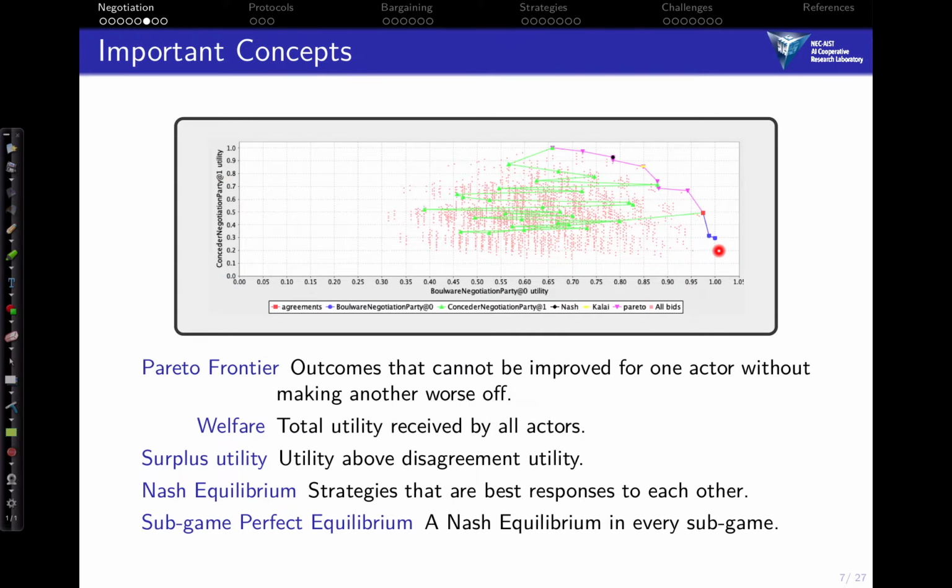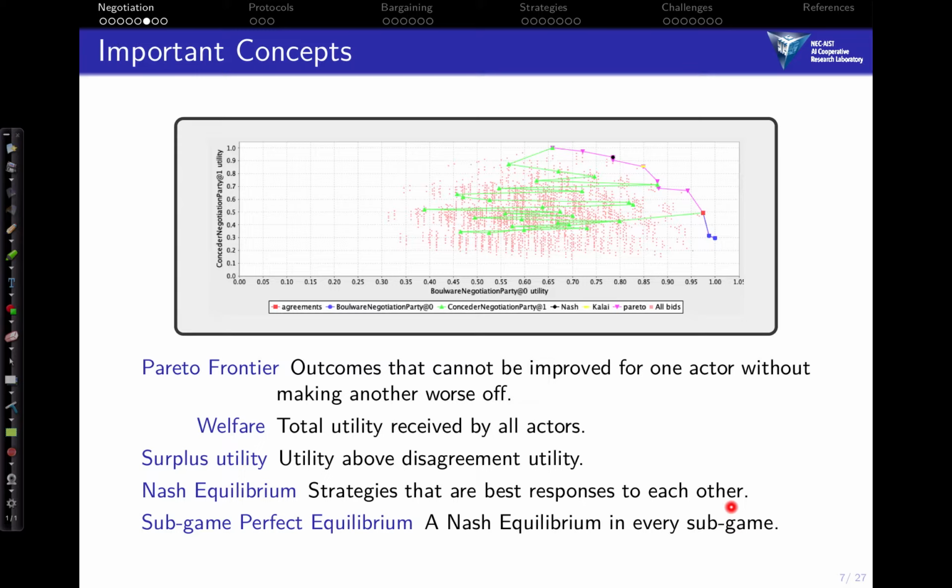And there are some very important points on the Pareto front. One of them is the point of maximum welfare. So what is welfare? Simply, it is the total utility received by all actors. So it's simply the sum of the two values here, X and Y. And in this case, the outcome with maximum welfare may be around here. There's some other important point, which is the Nash point, the Nash equilibrium, and there are other kinds of equilibria like the Kalai point. And these points represent more or less fair agreements. We will speak about them in a little bit more detail later when we describe the Nash bargaining game.